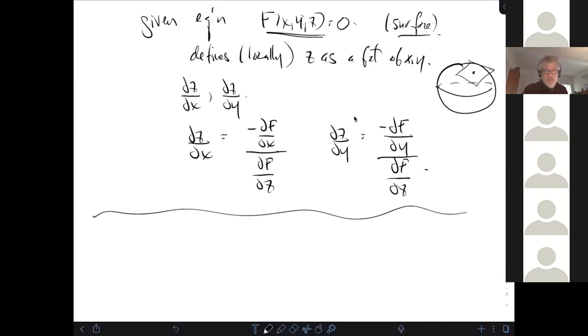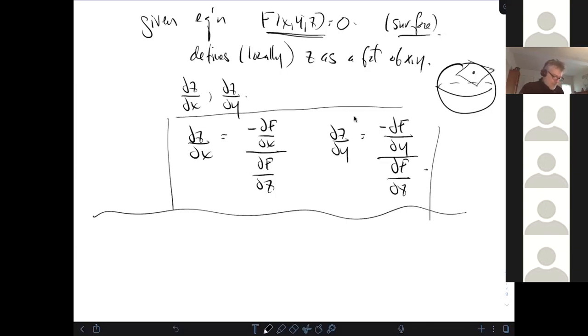Otherwise it's basically just the same as if you're given f or z explicitly. Maybe the point here is that it's been a while since you found the tangent plane to the graph of a function even explicitly, so you might want to take a little look at that. But otherwise, once you know these two things, you should be okay. All right? Yes. Okay, thank you.